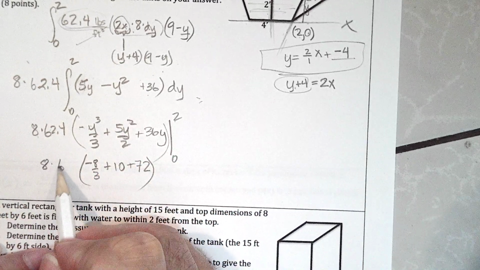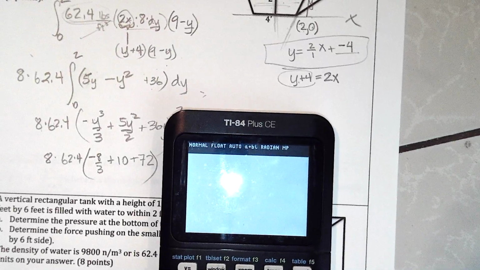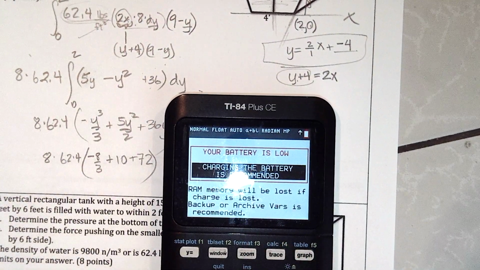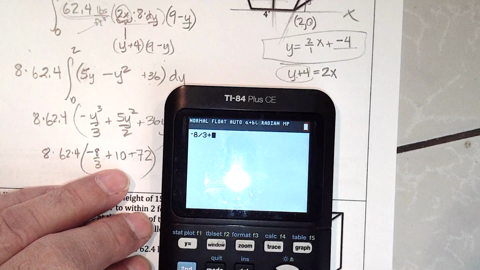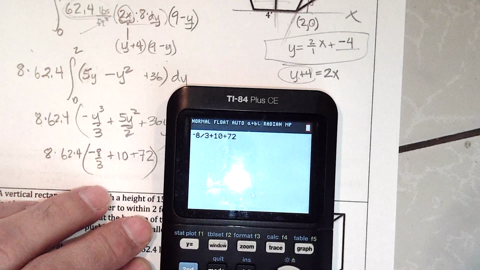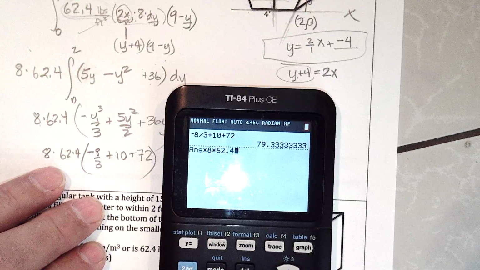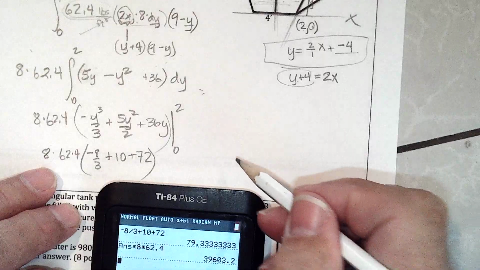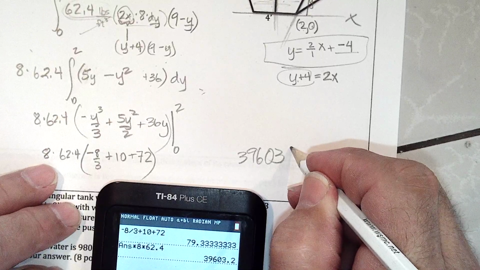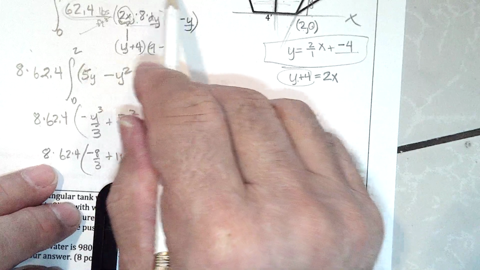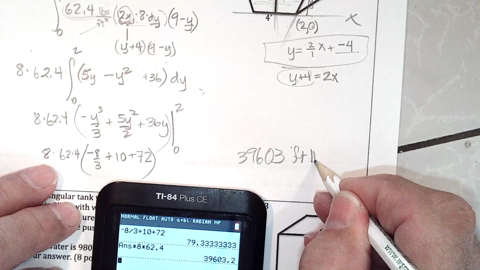Times 8 and 62.4. I'll work that out. Negative 8 divided by 3 plus 10 plus 72 times 8 times 62.4, and you get 39603, and this would be, we're taking the weight, which will be pounds, times the distance, feet, so this is foot pounds.